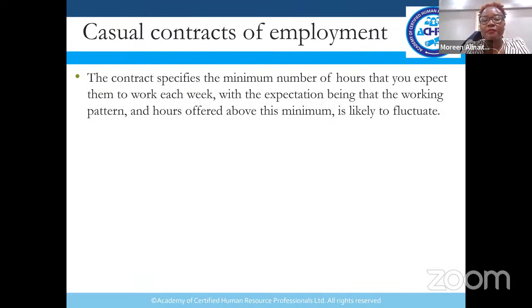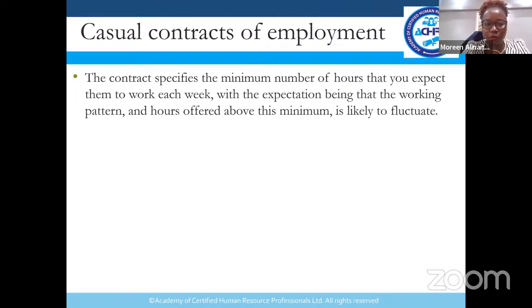Casual contracts specify the minimum number of hours that you expect them to work each week, with the expectation that the working pattern and hours offered above this minimum are likely to fluctuate. These are the ones where we commonly see people being paid overtime, and maybe they work on a shift basis, okay? Maybe somebody comes in for 8 hours from 8 to 4 in the evening, and then another shift comes in. We see this occurring mostly in industrialized types of organizations.